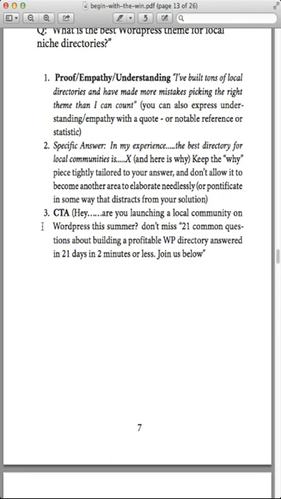And then number 3, the CTA. Hey, are you launching a local community on WordPress this summer? Don't miss my entire series, the 21 questions about building a profitable WordPress directory answered in 21 days in 2 minutes or less. Join us below.